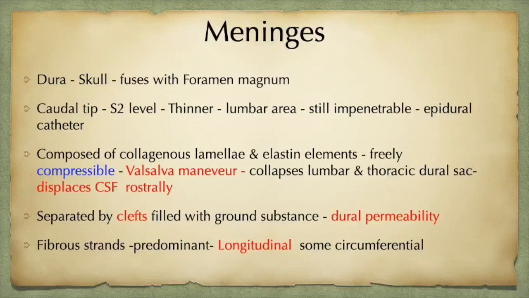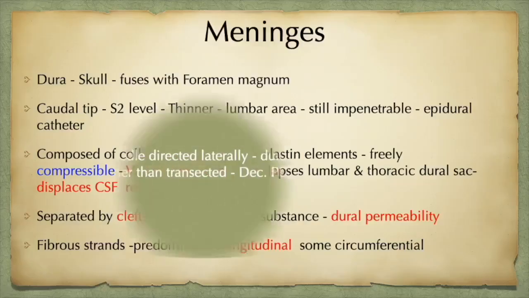The dura at times are separated by clefts which are filled with ground substance, which increases the dural permeability. Thereby, it allows the drug injected epidurally to easily penetrate the dura and reach the CSF. There are of course many fibrous strands, predominantly located longitudinally and some located circumferentially.